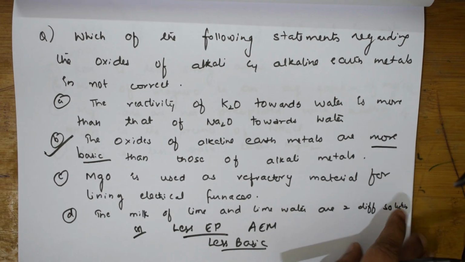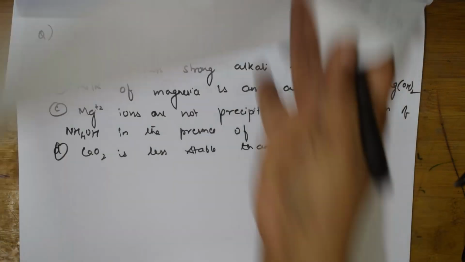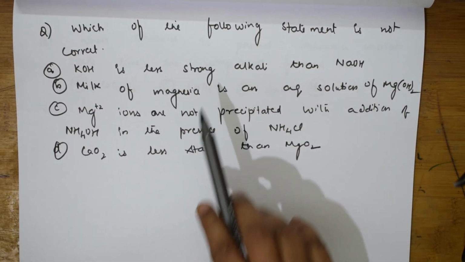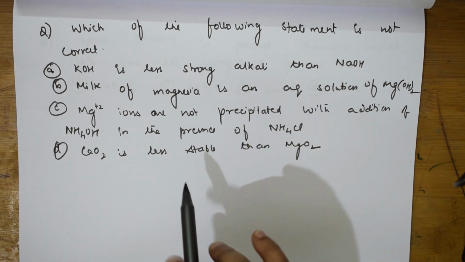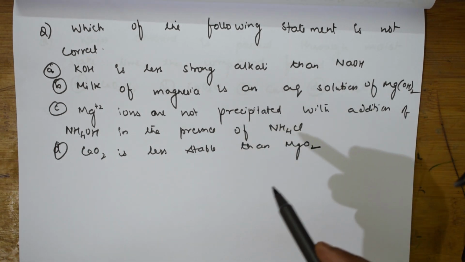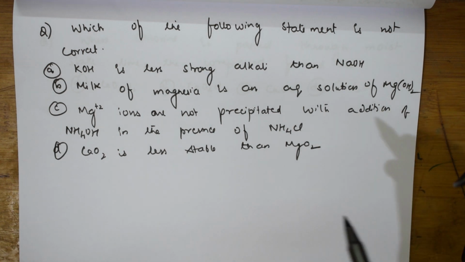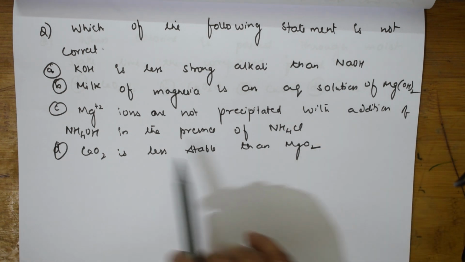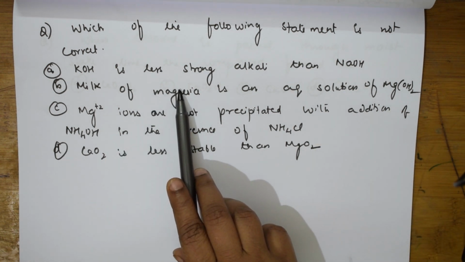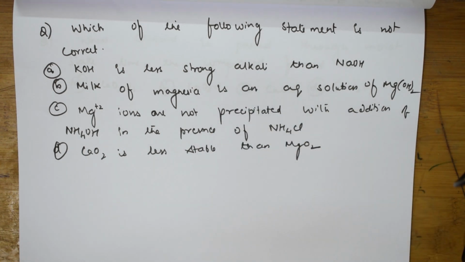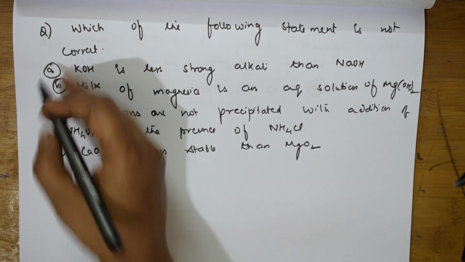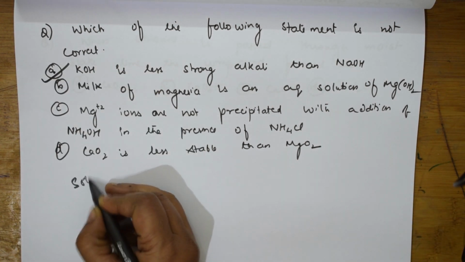Right, so let us come back and see the next question. Very interesting, isn't it? Which of the following statements is not correct? Again, the not correct statement only. They are asking us to find the different reasons for each. Right, so let's see. KOH is a stronger base than sodium hydroxide, which is not correct. Okay, let us see this. KOH is less strong than sodium hydroxide, it seems. This is wrong, isn't it? Why is this wrong? Basically, let us justify.